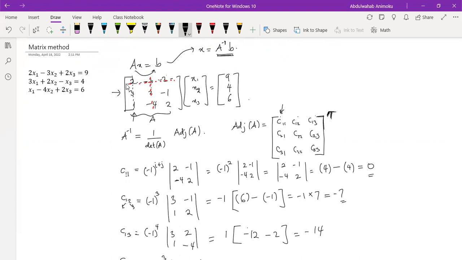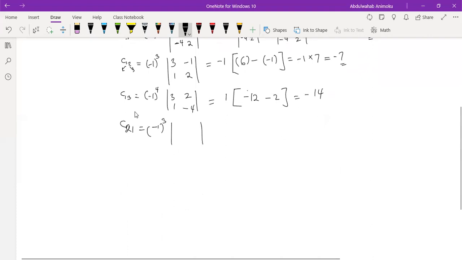If you close this first column and second row, we have minus 1 here. Sorry, I think this is covering things up. So let me just write this matrix: 2, minus 3, 2, 3, 2, minus 1, then 1, minus 4. Okay. So what happens now? We are closing this column and this row. So we have minus 3, 2, minus 4, 2.